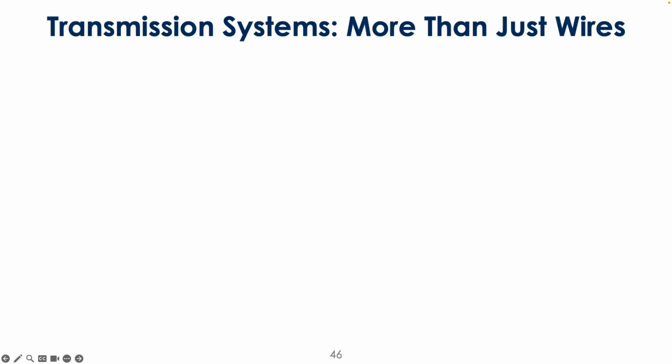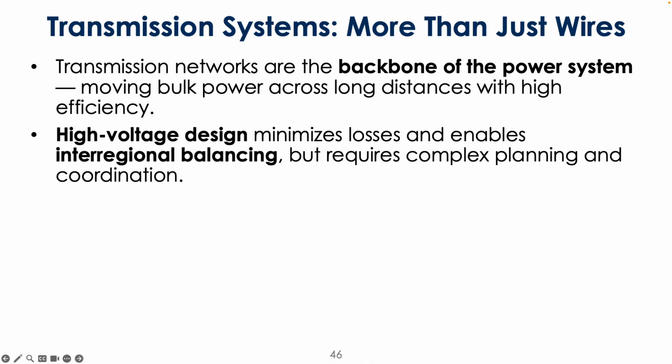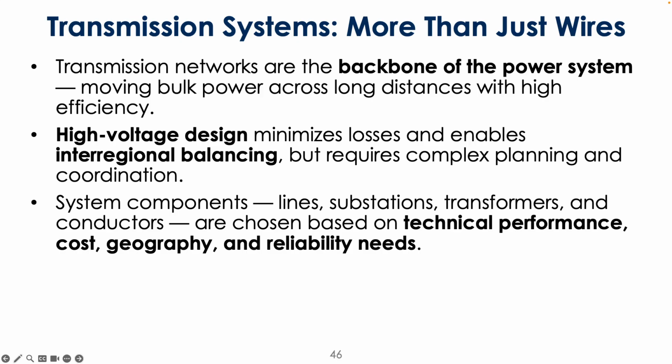Okay, so in closing, we'll say, all right, our transmission system is the backbone of our power system to move power over long distances with high efficiency. These are the things that are operating at the highest voltages in our electricity system. But that is complex, it requires complex planning and coordination to make all of that work.